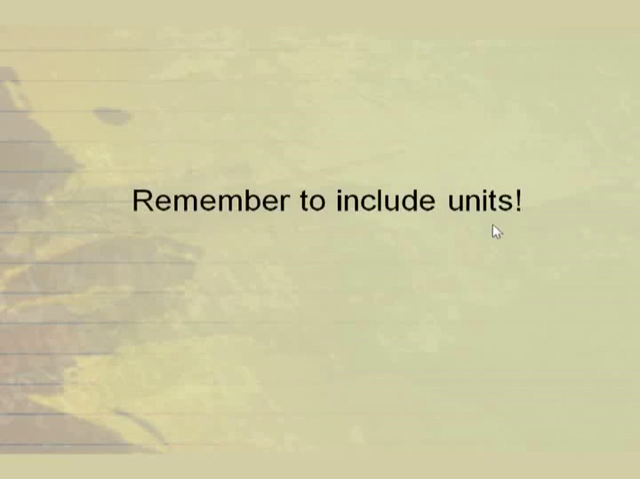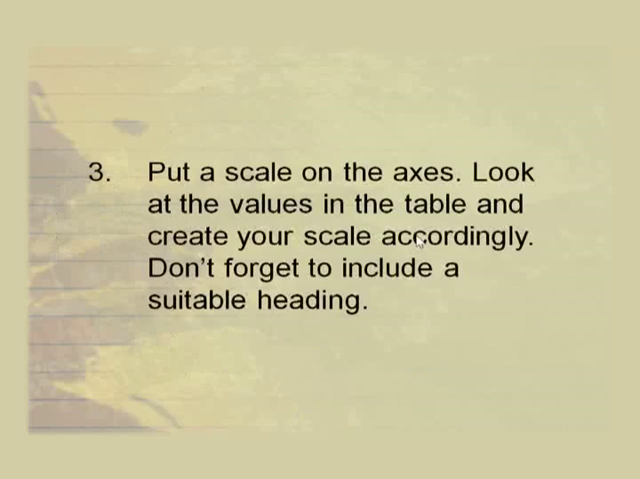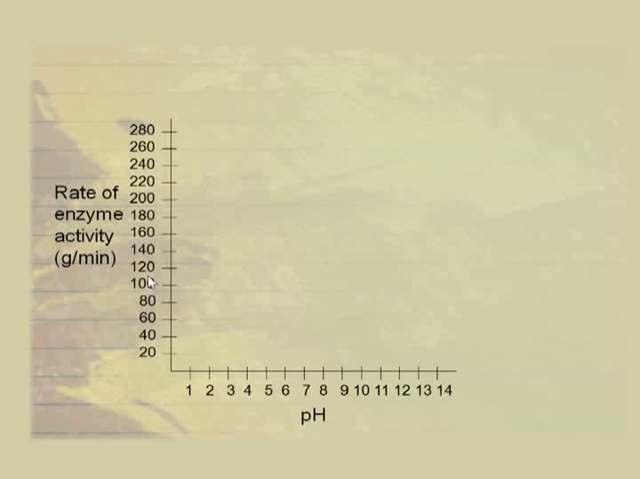Now, the other step that you have to remember is to include your units. It's important because it also counts for marks, okay? After you've done that, you can see that rate of enzyme activity is in grams per minute. That's your unit, okay? Moving on. Third step, put a scale on your axis. You can look at your variables on your table to determine how they have to supersede one another. So you can see that on my y-axis, they supersede one another on a scale of 20. And your pH level, because it's not that high, you can just make it a single digit.